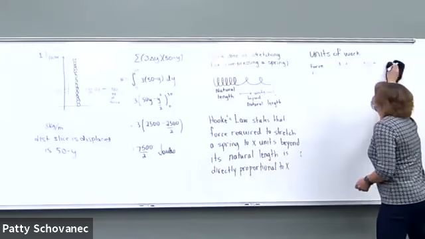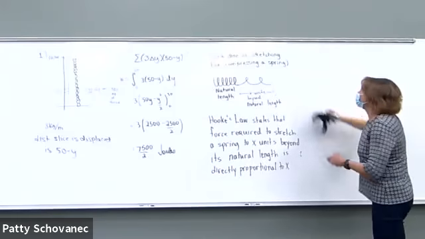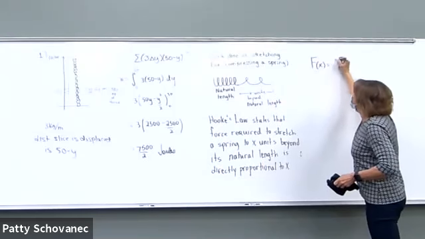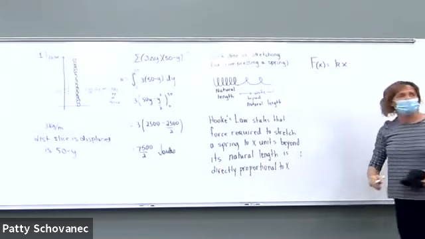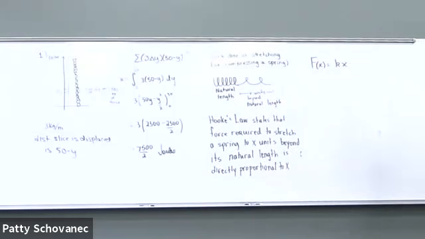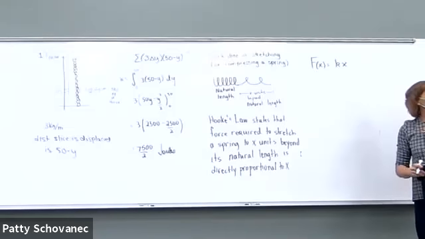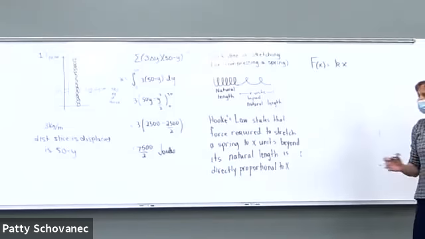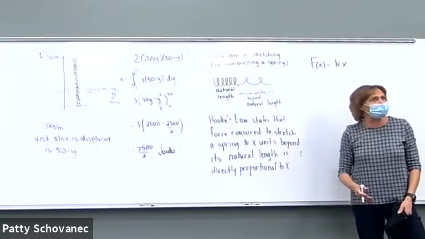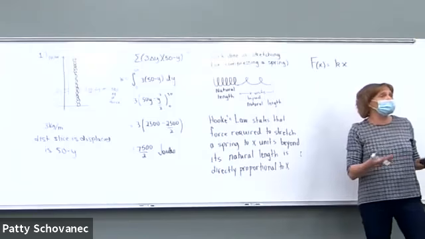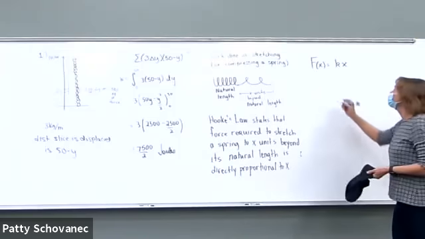In other words, it says force is a constant times x. Each spring has its own spring constant. So you'll have to have some information about that spring to determine the spring constant. Then if you're interested in the work done in stretching the spring a certain distance beyond its natural length, you've got your integral, force times the distance, f of x dx.